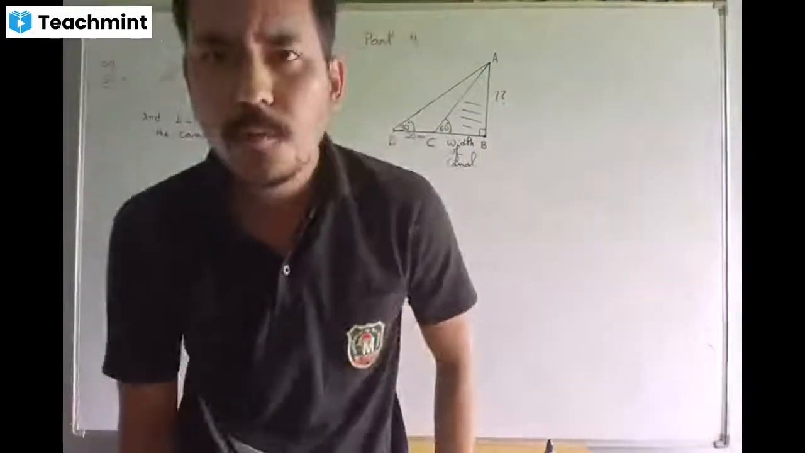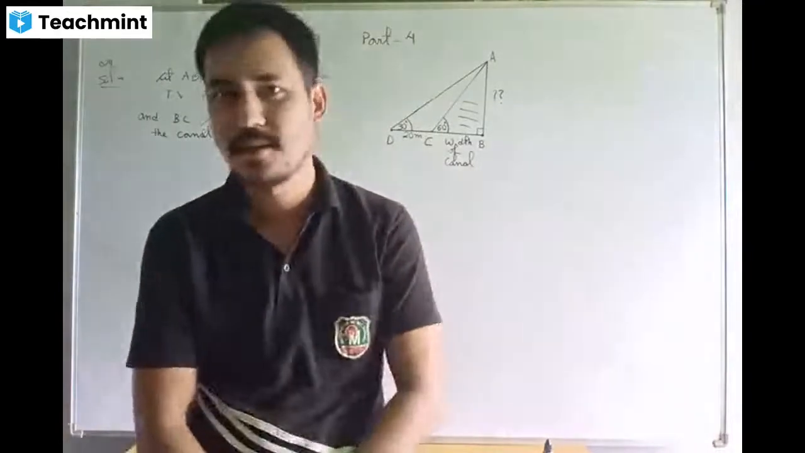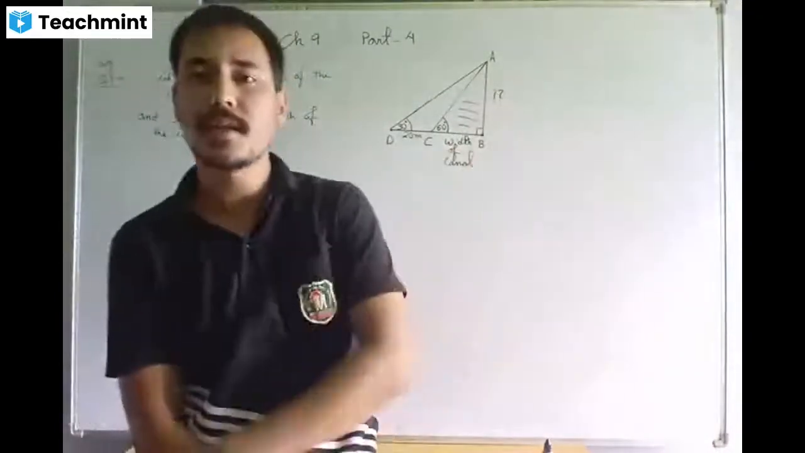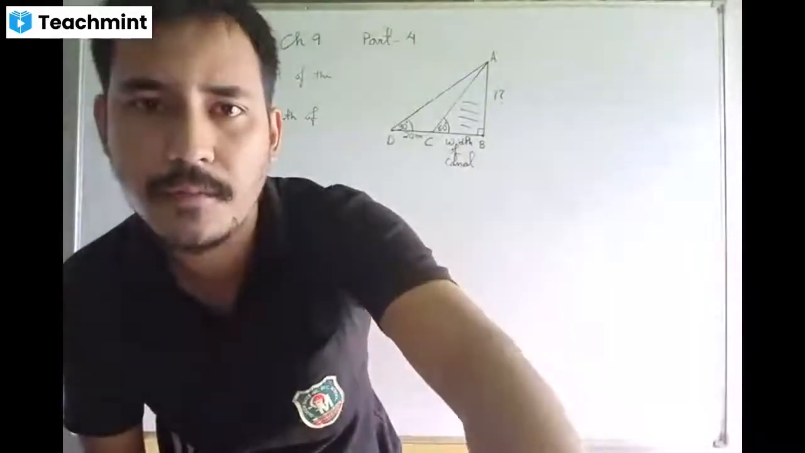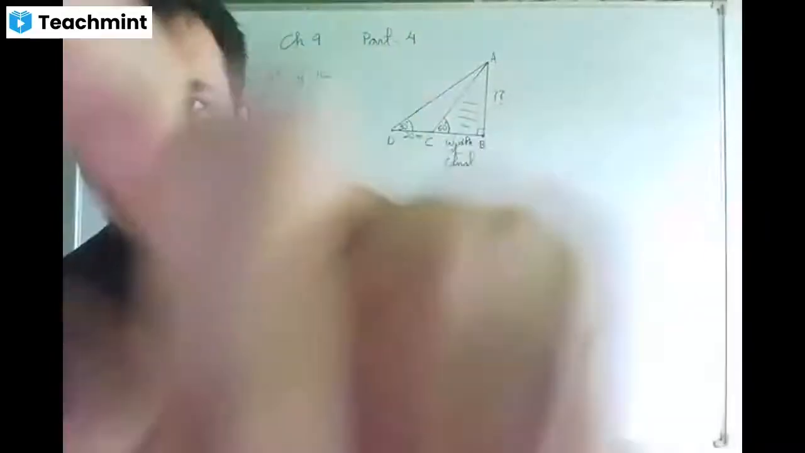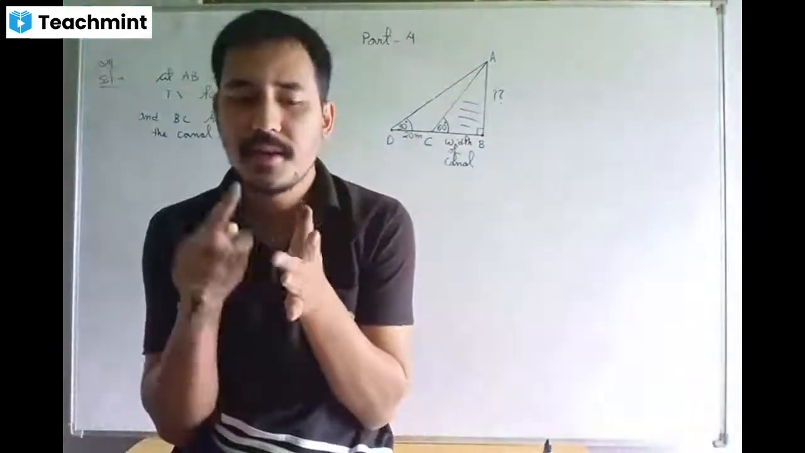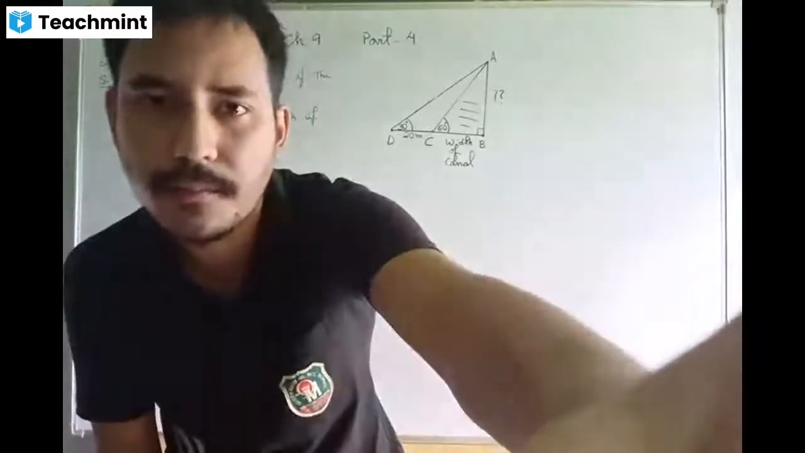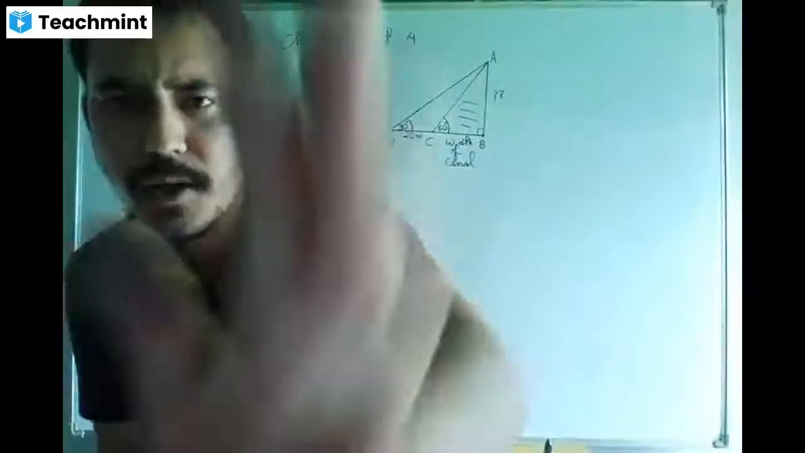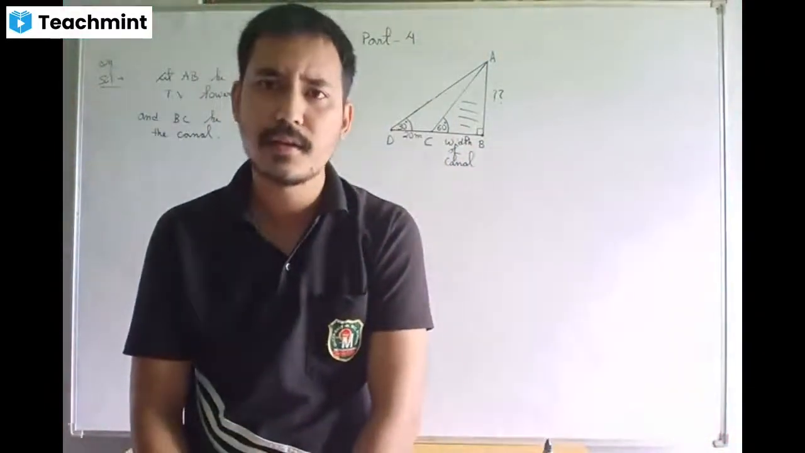Okay, which trigonometric ratio would you use? Considering this right triangle ABC, which trigonometric ratio would you use? Sin theta, cos theta, tan theta, cot theta, cosec theta, and sec theta. Which one? Tan. Why tan? Why not sine theta? Because you don't like it? You don't respect it?